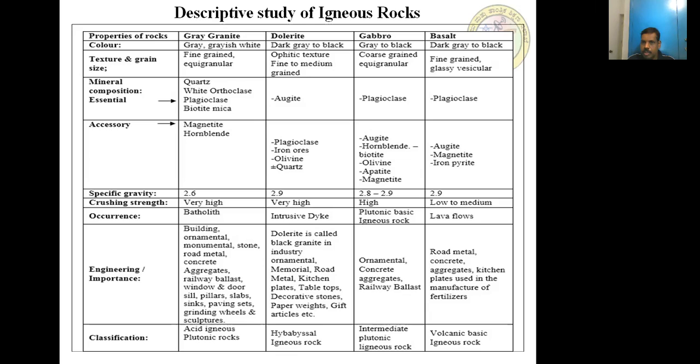Next rock is the basalt. It is also melanocratic. Texture is fine grained and also glassy, and also vesicular structures. Structure, we can say texture and also structure. Mineral composition is plagioclase, that is an essential mineral, and also augite. Accessory minerals are magnetite, iron pyrite, etc. Specific gravity is 2.9. Crushing strength is low to medium. Normally it occurs as lava flows.